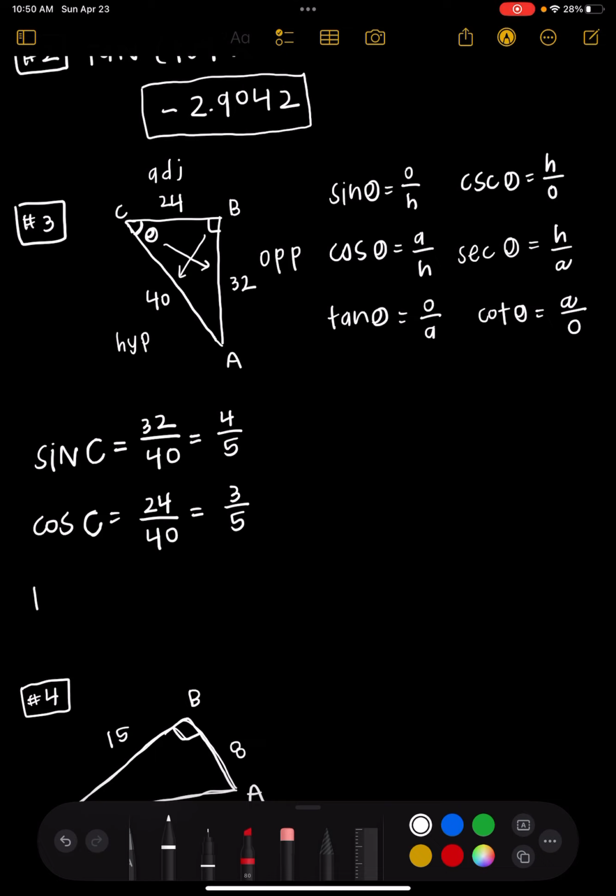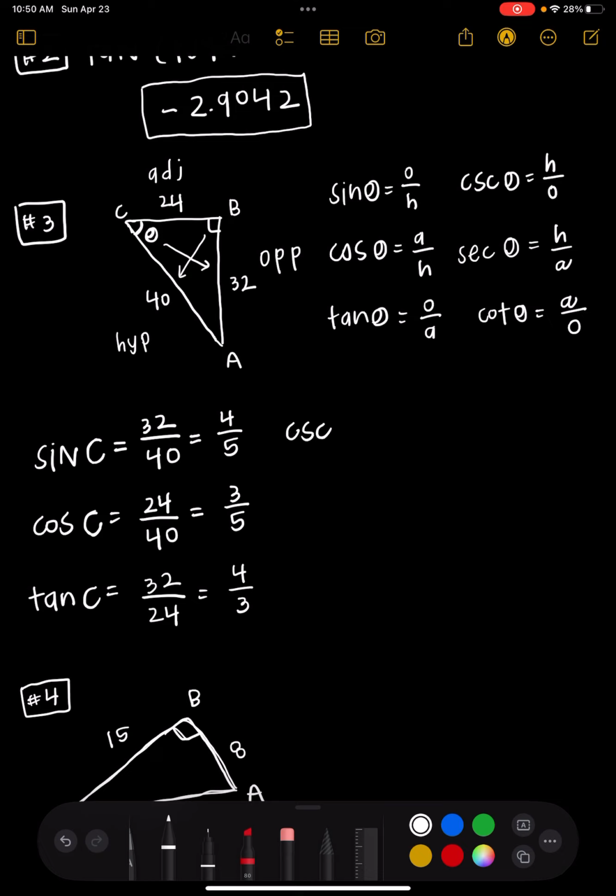All right, now let's go to tangent of C, which is opposite over adjacent. So your opposite side is 32, your adjacent side is 24, so we simplify that and we'd end up with 4 over 3. So we've got the first 3 trig ratios. Great, now let's do the other side.